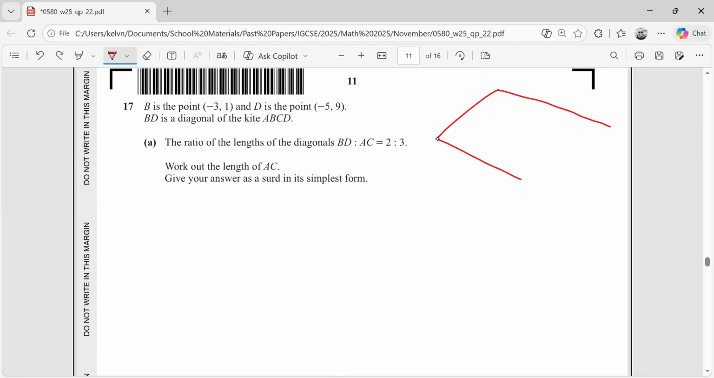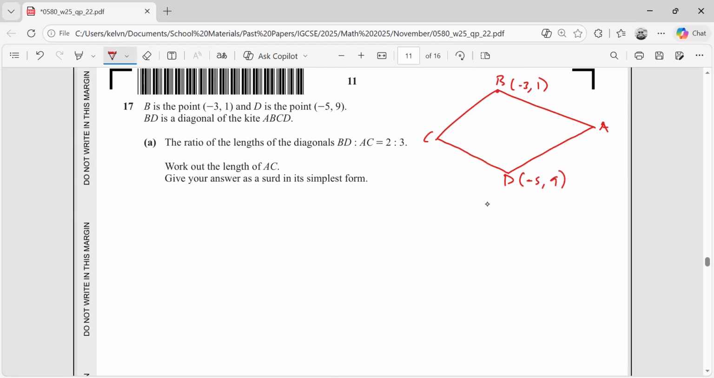Usually a perfect kite, let me make this a little bit more perfect. A kite can have two sides which are equal and the other two sides which are equal. And if you were to label this, let me call this A, B, C, D. And then let's find that line. So we are told BD. Basically we have this point here, B, which is (-3, 1), and D here is (-5, 9).